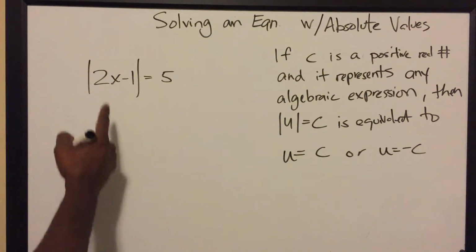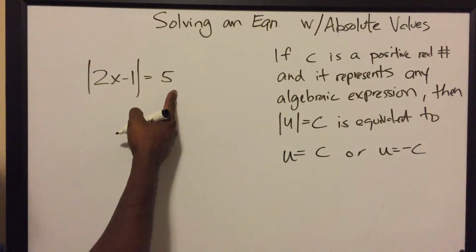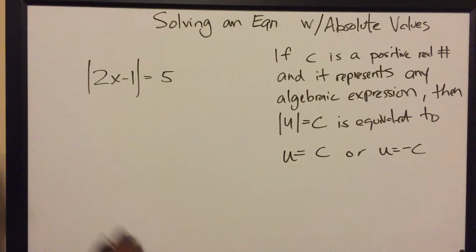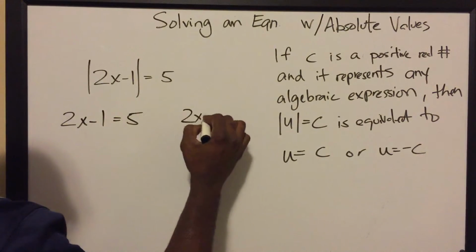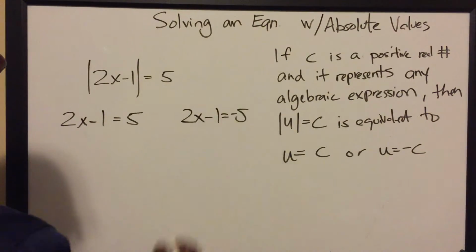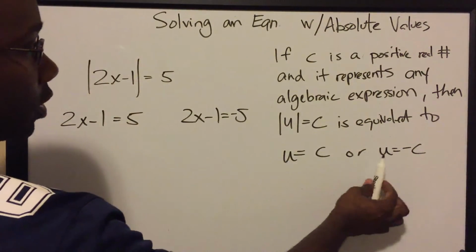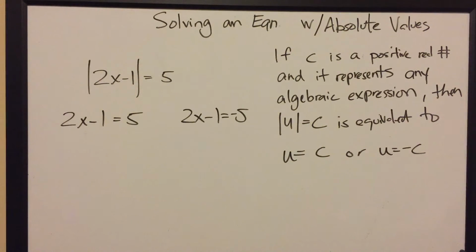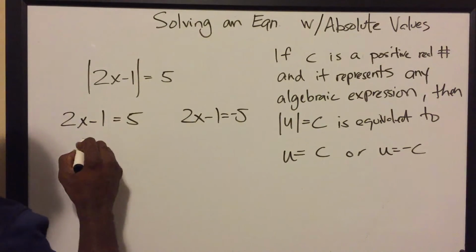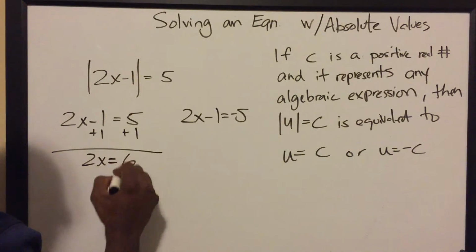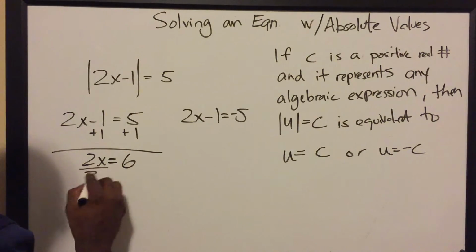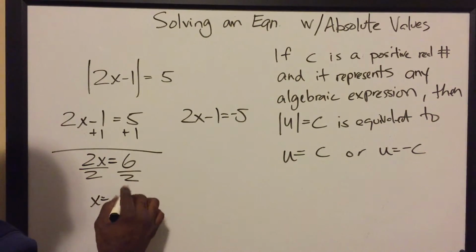So we have this here, u equal to c, and it's equivalent to 2x - 1 = 5, and 2x - 1 = -5. u is equal to c or u is equal to negative c. Then once we have that, we just solve for it. So putting this 1 on this side here, we add a plus 1 here, plus 1 there. 2x is equal to 6. Divide both sides by 2. x is equal to 3.